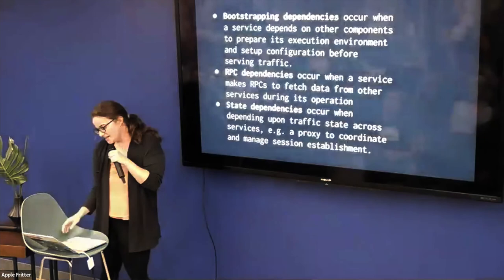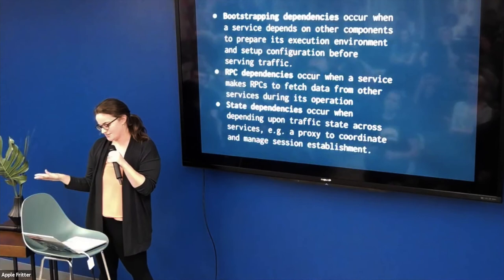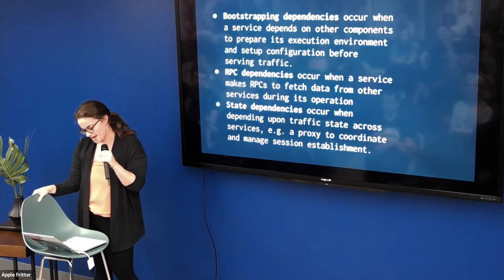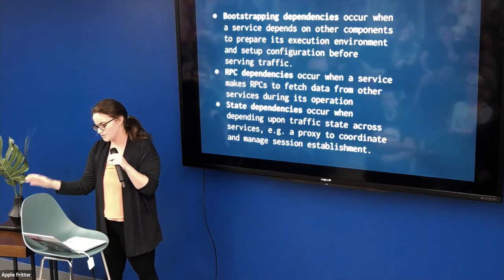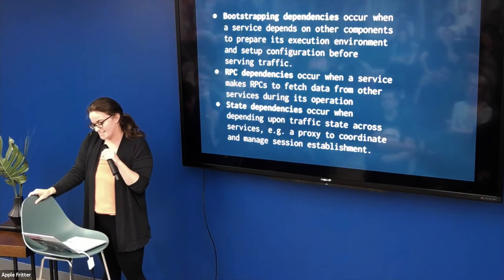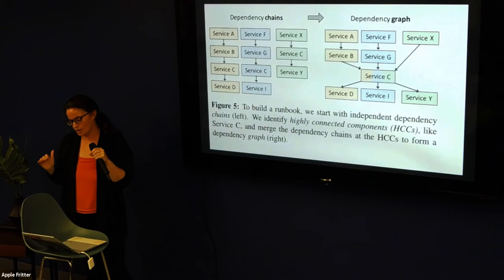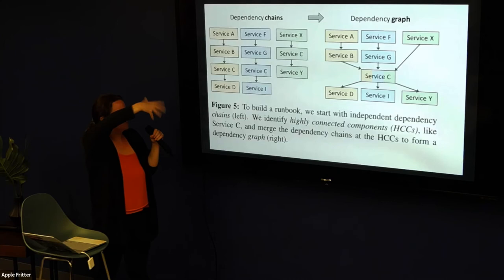And then there's various types of dependencies that you need to think about for each service. So there's the bootstrapping dependencies that happen when a service depends on other components to start the service. And then there's RPC dependencies, if a service requires RPCs from other services. And then state dependencies, which could be like sessions or traffic. So you also have to identify all your dependency chains for your service, which also needs to be up to date. So it kind of ends up looking like this, where the services rely on each other.